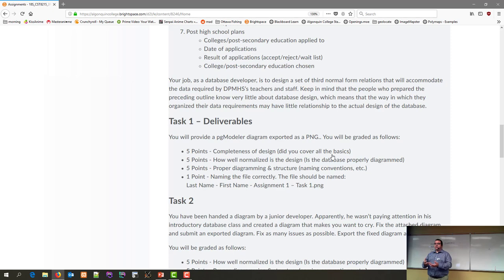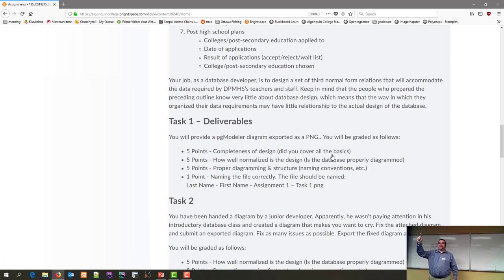Proper diagramming and structure. As in, did you actually do the proper naming conventions? Did you actually give proper data types to things? Did you put a person's name and make it an integer? You're going to lose a point for that. Yeah, I give you guys one free point.